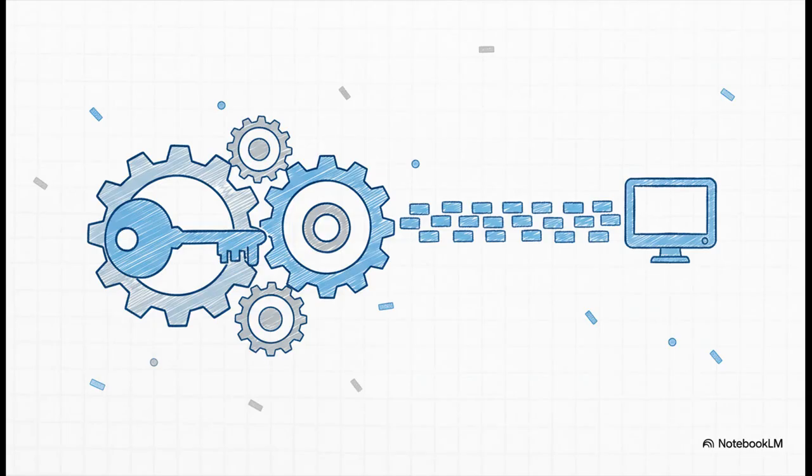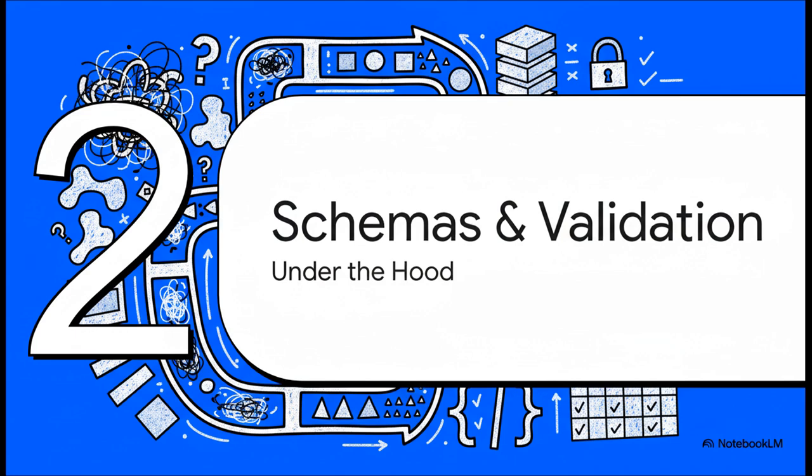And this is the crucial point, right? Your output is no longer a guessing game. It becomes completely predictable. It's perfectly machine readable every single time. Honestly, this is the key that unlocks true, robust AI-powered automation. Now, this might sound like some kind of magic, but it's not. It's all based on some really clear principles. So let's pop the hood and take a look at what makes this thing tick: schemas and validation.